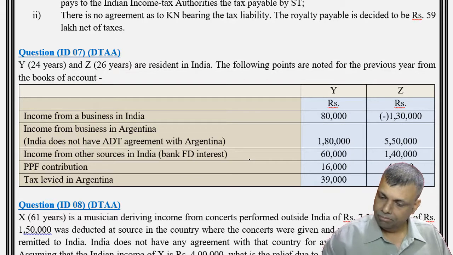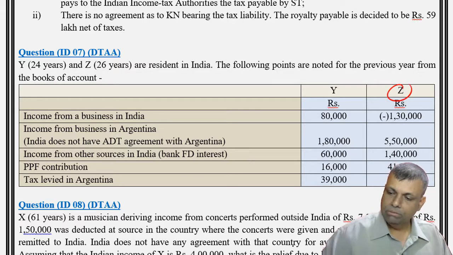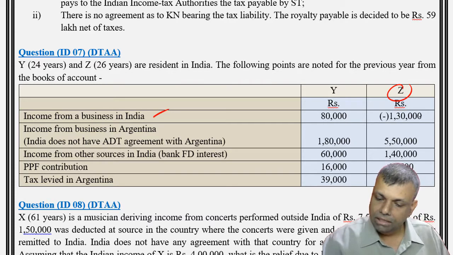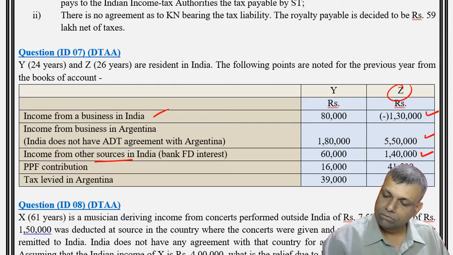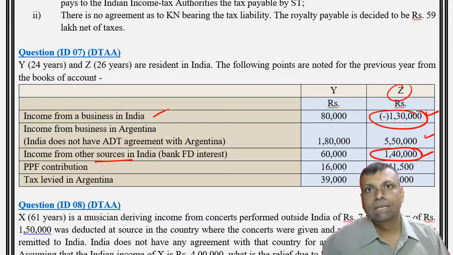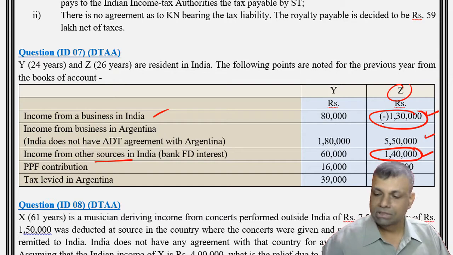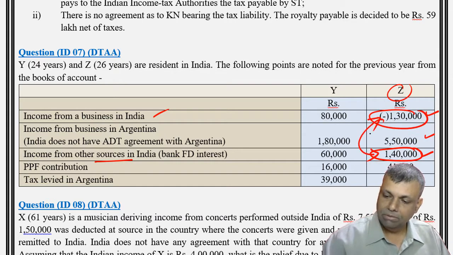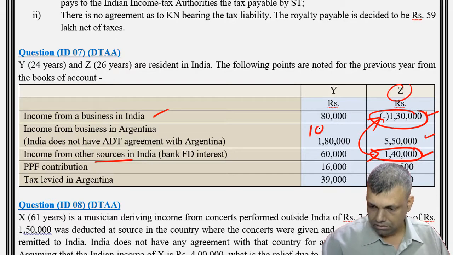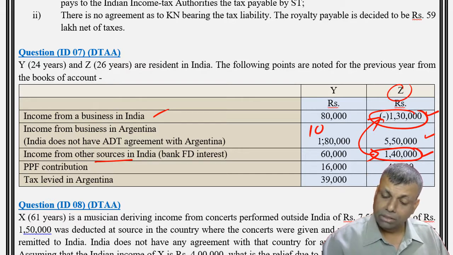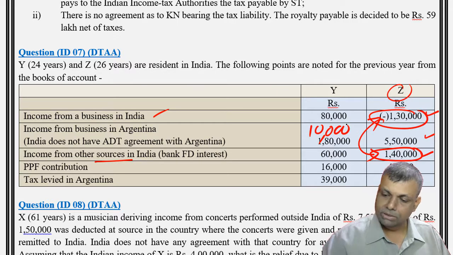Okay, now we are doing for Mr. Z now. See, the Indian business is basically a loss. Foreign income is 5,50,000, and you have income from other sources 1,40,000. So what will happen is your computation, your Indian loss will get set off against your other sources income because of this intra-head adjustment. So that will be one extra adjustment. Okay, so your ultimately net income here after set off, other sources income is going to be 10,000 rupees. Now see very careful.